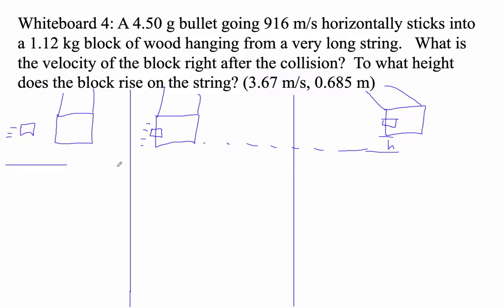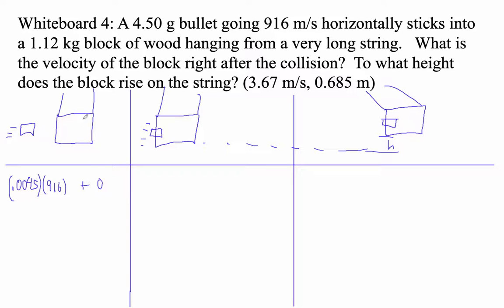All right. So let's solve momentum. When this collides with this, momentum will be conserved. So 0.0045 times 916 plus 0. The pendulum's not moving, so it's got 0 momentum. That equals, this is higher math. What's that math? 1.120 plus 0.0045. It's 1.1245.